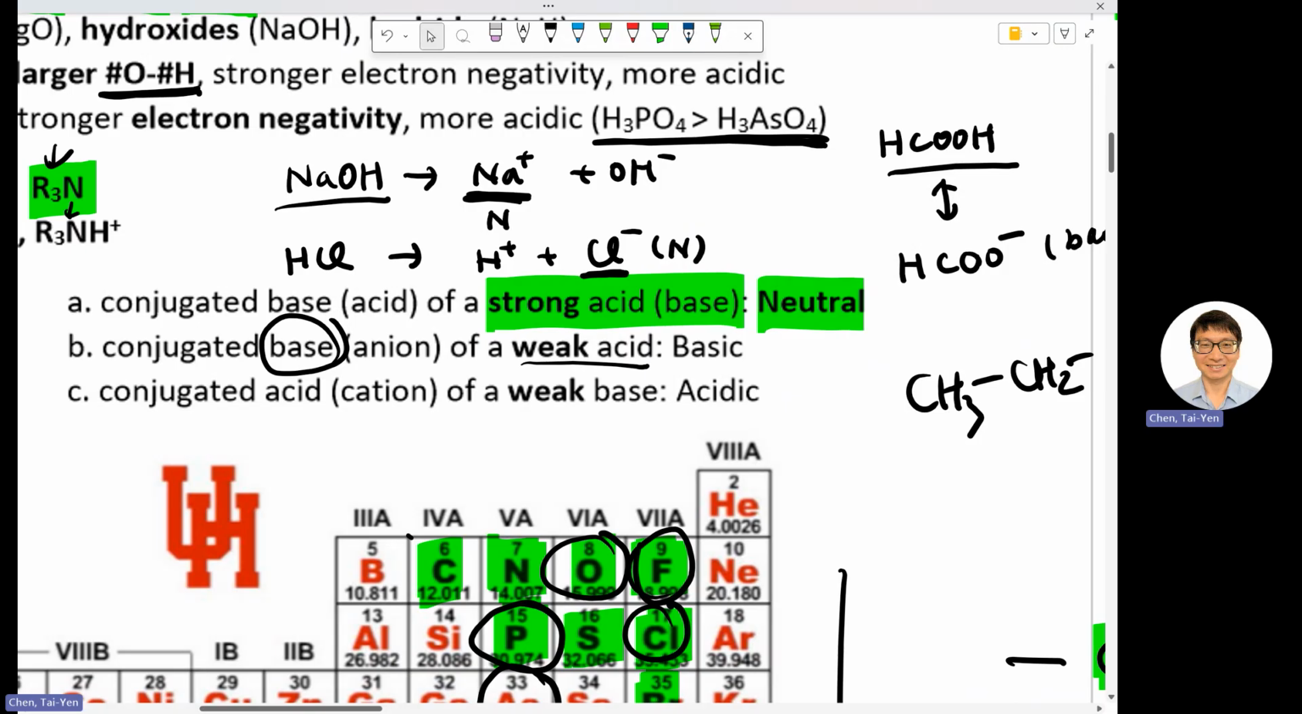Third point, conjugate acid of a weak base. Typically the thing we're going to see is NH3. As a base, its conjugate acid is formed when you add in H plus, which makes it NH4 plus. Then this one will be acidic, a weak acid. Okay, so those are the things that we need to know.